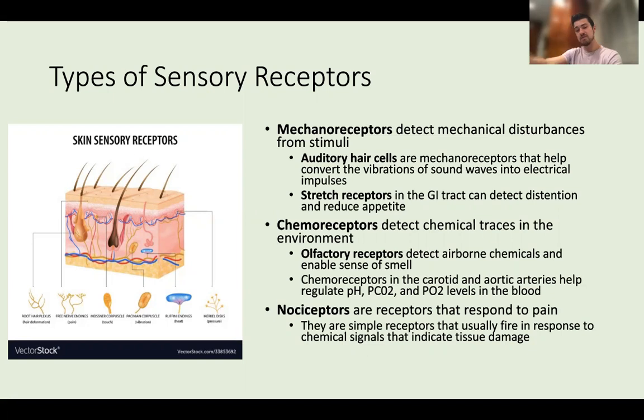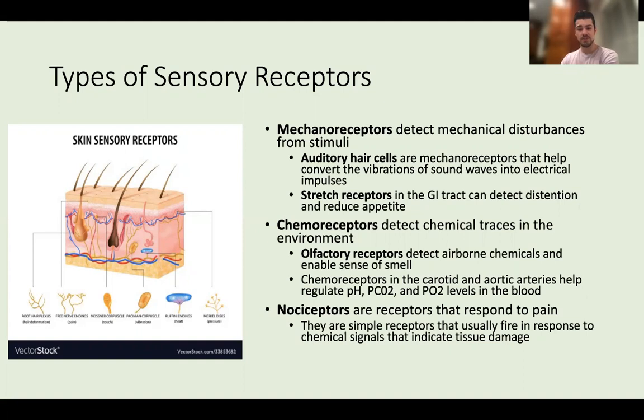We also have chemoreceptors inside our blood. In the carotid and aortic arteries, they help us regulate specific pressures of gases, like pH, pressure of CO2, and oxygen levels in the blood. For example, when the pressure of CO2 in your blood rises, chemoreceptors will start to fire, and that will induce a bunch of different changes. You'll start hyperventilating, for example, to get rid of the carbon dioxide and bring more oxygen into your body. So those are pretty diverse as well.